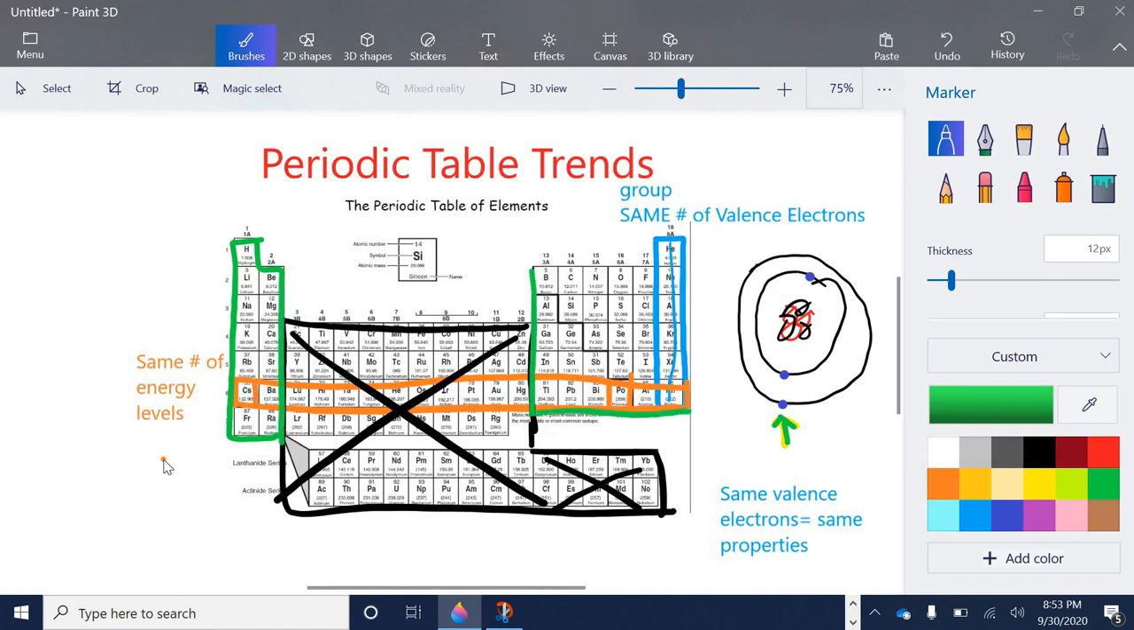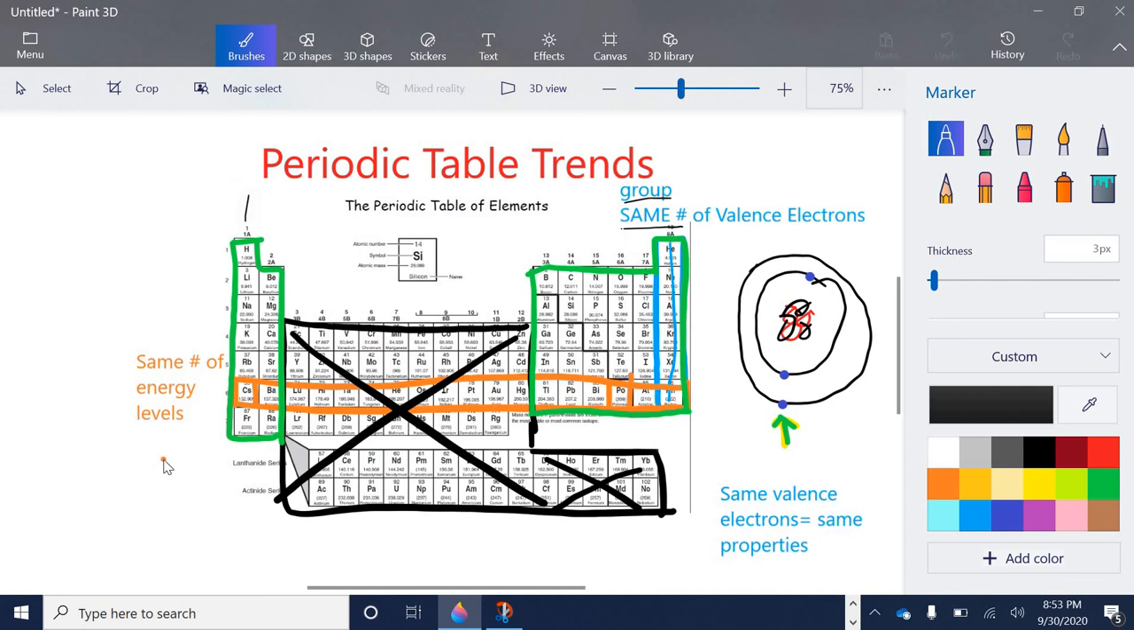So for the purposes of our discussion right now, the periodic table is just these things in green. The rest of it we can worry about some other day. So let's go ahead and make a note of how many valence electrons things are going to have. Again, everything in the same group, the same column, has the same number of valence electrons.